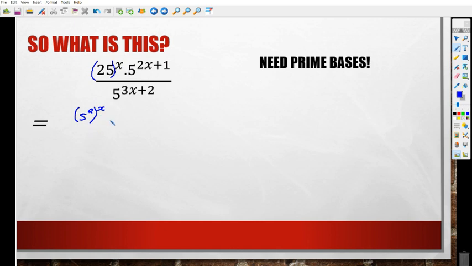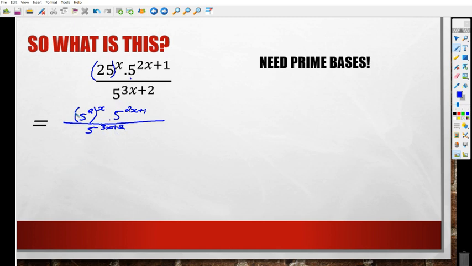Moving on. I know that 5 is a prime number, so I'm going to keep it exactly the same. So 5 stays, and we've got 2x plus 1 over there, all divided by the same 5, and that's all going to stay the same. Nothing's going to change there. That's 3x plus 2.